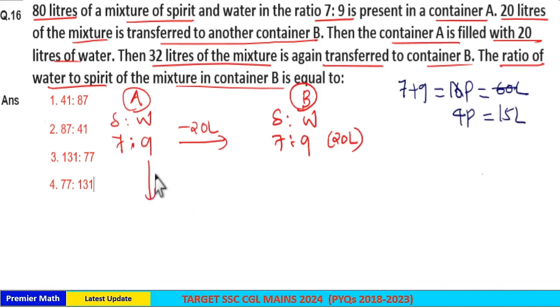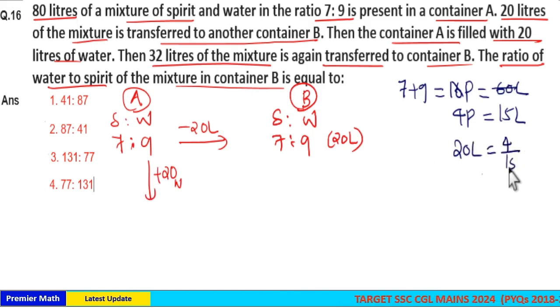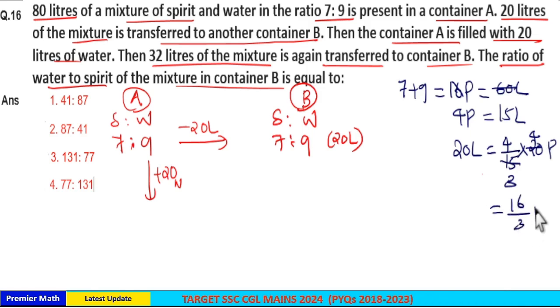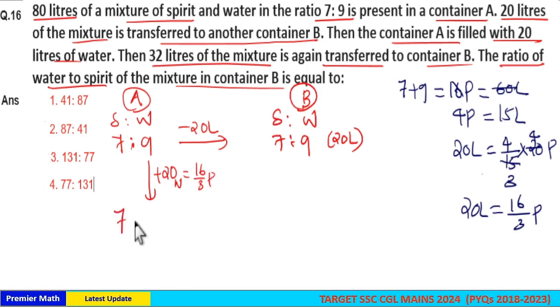Now you are adding 20 liters of water to it. Which means here 20 liters is equal to 4 by 15 into 20 parts. 5 goes 3 times in 15, 4 times in 60. So which is equal to 16 by 3 parts. So 20 liters of water means 16 by 3 parts. That is, the 60 liters contain 9 parts water. Now you are adding 20 liters of water, which means 16 by 3 parts. So add 16 by 3 parts to this 9 parts.